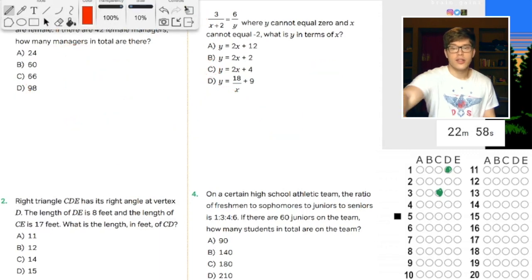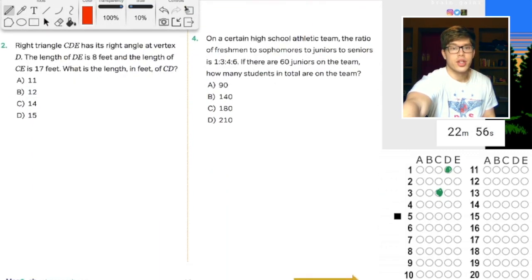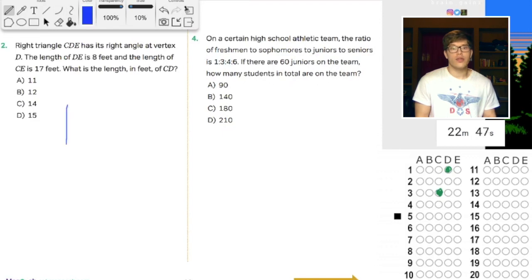Okay, let's look at number 2 and 4. Right triangle CDE has its right angle at vertex D. So we have a right triangle. This is D. The length of DE is 8. Okay, so we'll call this E. We'll say this is 8. And the length of CE, so this must be C. CE is 17. What is the length in feet of CD?